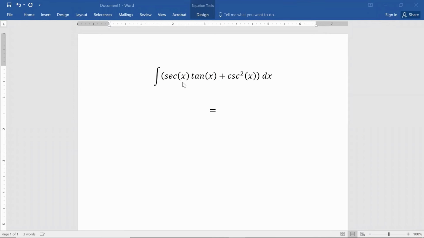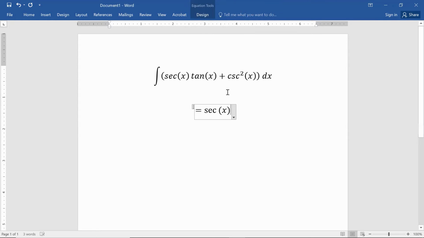In this case, again, it's fairly straightforward. Secant x tangent x has an antiderivative of secant of x, because if you take the derivative of secant of x, you get secant of x times tangent of x.